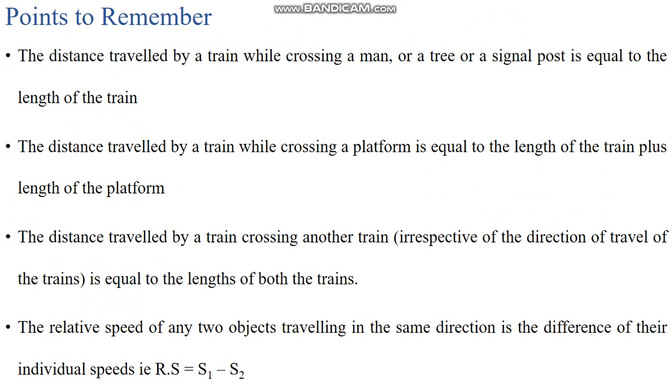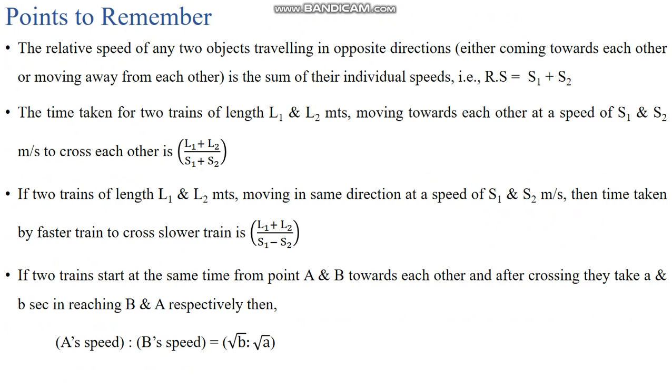The relative speed of any two objects travelling in the same direction is the difference of their individual speeds. If the speed of the first object is s1 and the speed of the second object is s2, then their relative speed is given by s1 minus s2. The relative speed of any two objects travelling in the opposite direction, either coming towards each other or moving away from each other, is the sum of their individual speeds. Rs is equal to s1 plus s2.